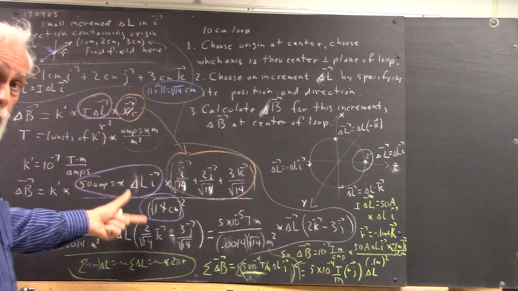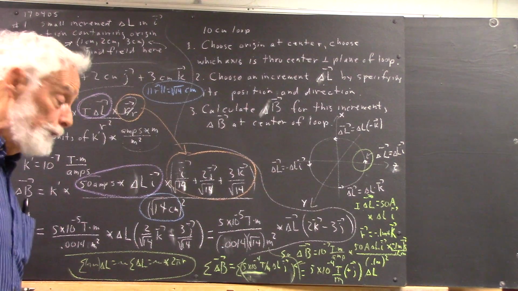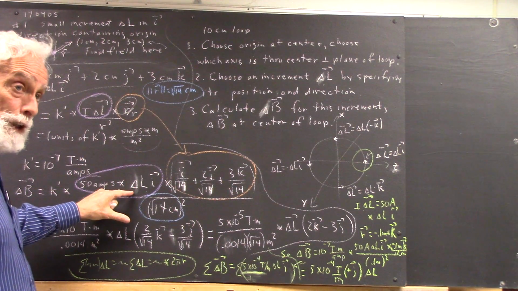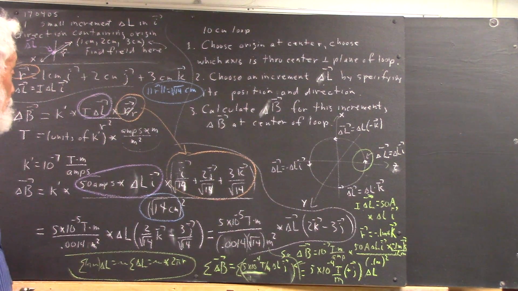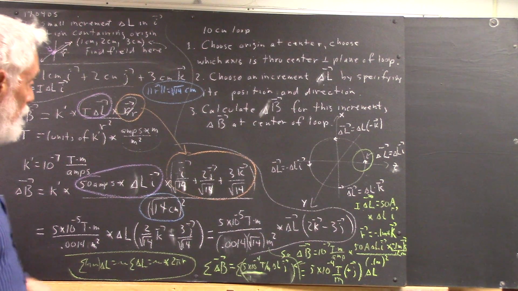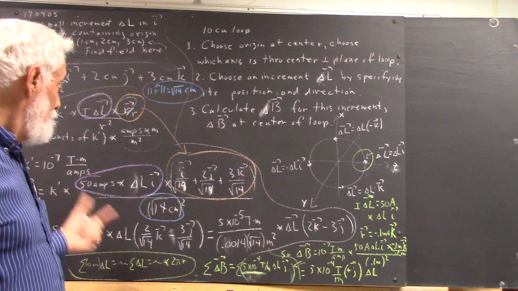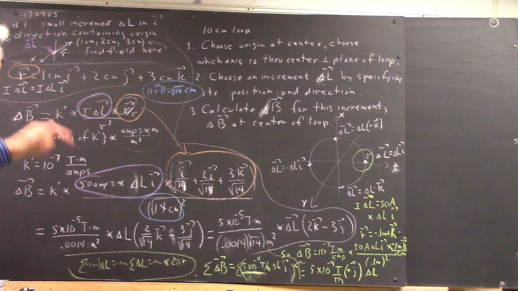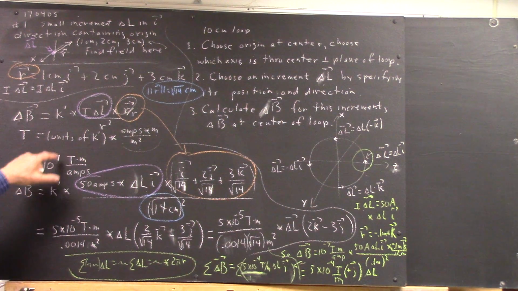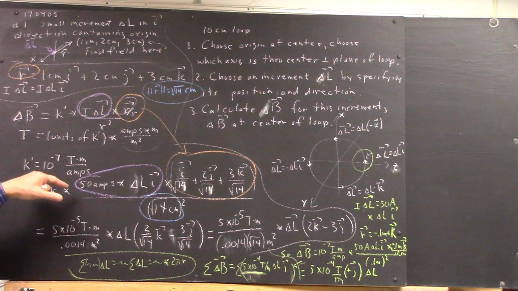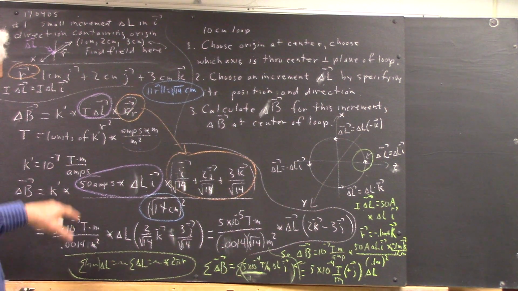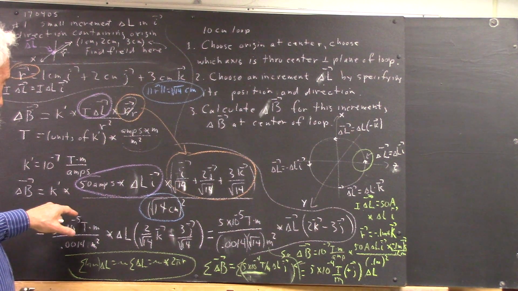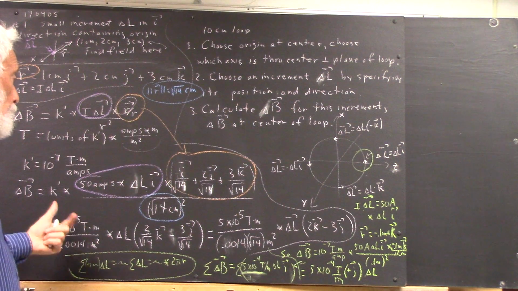So it's very straightforward. Once you've identified your I delta L vector, and once you've identified your R vector, it's very straightforward to write out this expression. Okay, well now we just multiply all the numbers. K prime is 10 to the negative 7th Tesla meters over amps. So we have 5 times 10 to the negative 7th Tesla meters over amps.